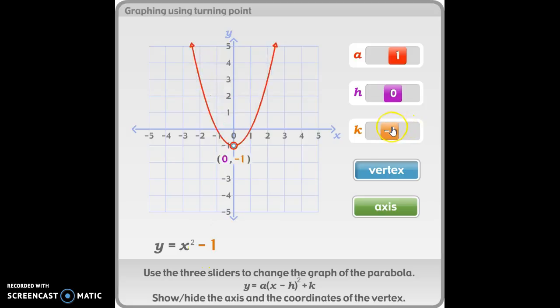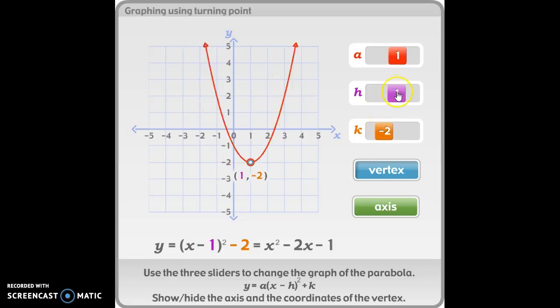Okay, shifting that back down through the origin, we've now got x squared minus 1. So in other words, we've taken an x squared graph and we've dropped it 1. Okay, here we've dropped it 2. So if I keep that as it is, and then look at the value of h, you can see we can also change multiple parameters. So here we're looking at the value of h and k changing, and we've got our vertex or turning point as now 1 across and 2 down.